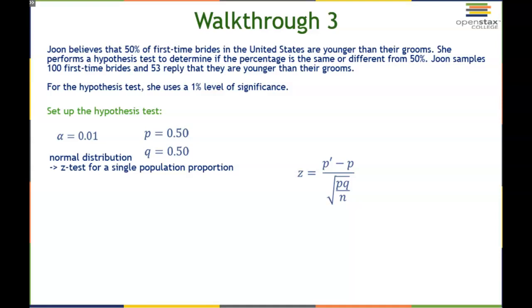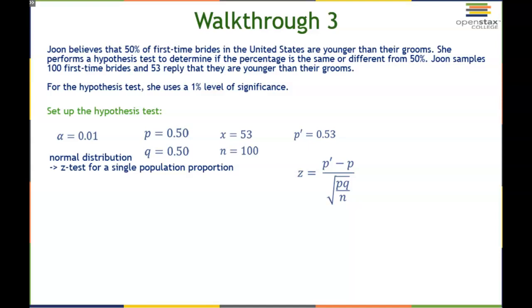Our N is the sample of 100 first-time brides, so N equals 100. We have to figure out P prime. Now P prime are the yes replies from those she sampled. So 53 replied that yes, they're younger than their grooms out of the 100. So 53 out of 100 would be our P prime of 0.53.